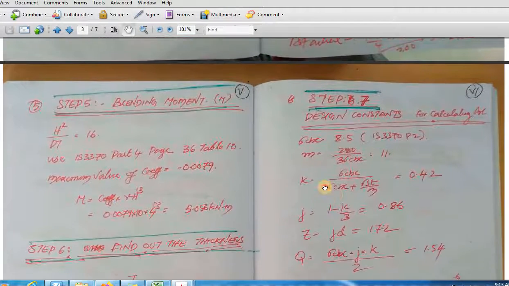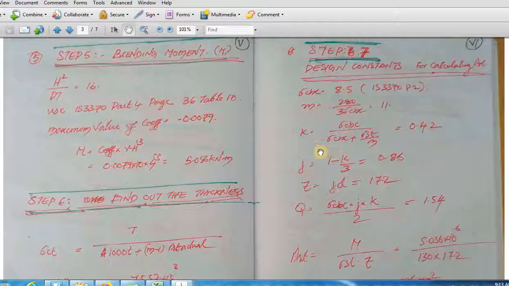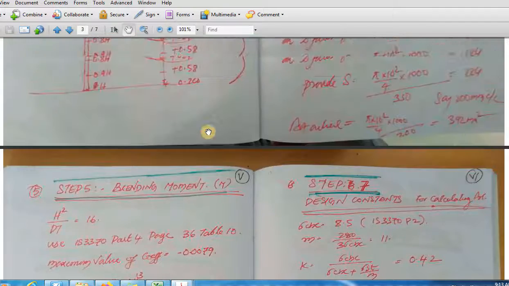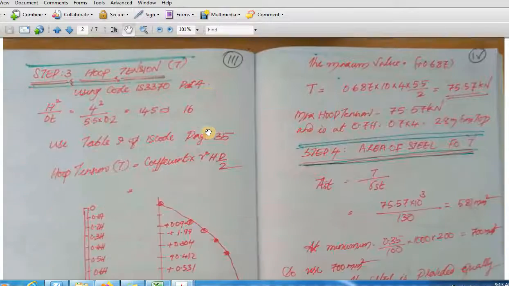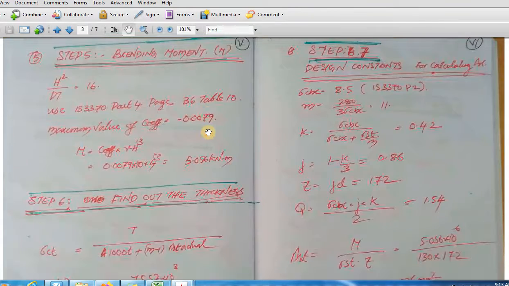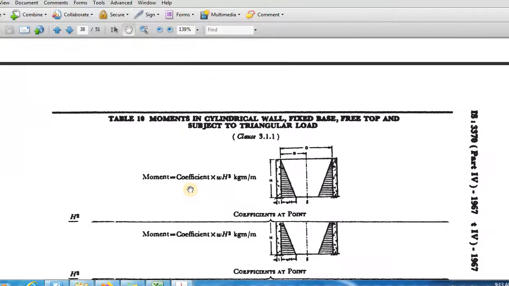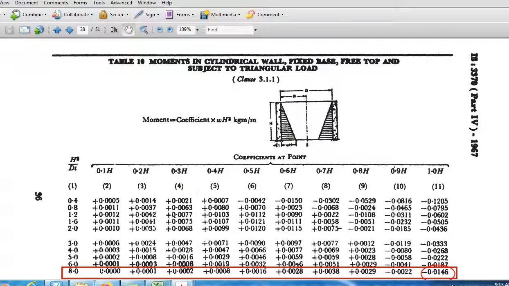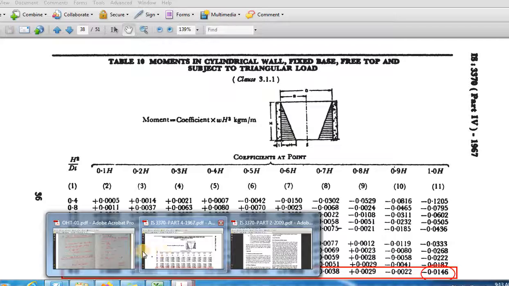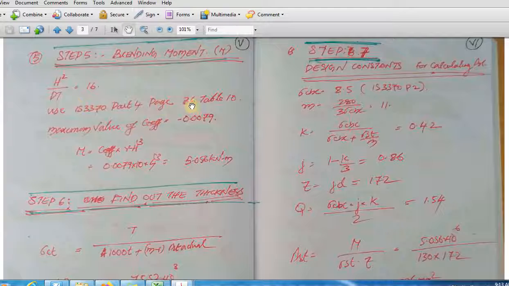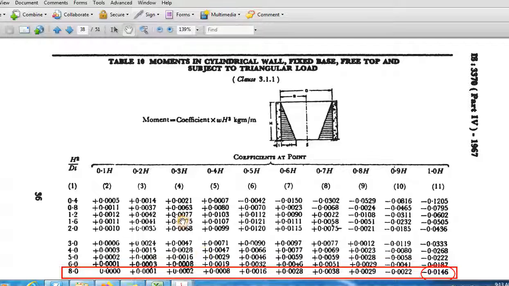Yeah. So the next step is step number 5. So what is it that we found out? We found out the tension. Same way we will have a bending moment also. So let us find out the bending moment, h square by dt is 16. So bending moment you will get from the next one, table number 10. Okay, so just keep in mind IS 3370 part 4, page number 36, table number 36, this one.